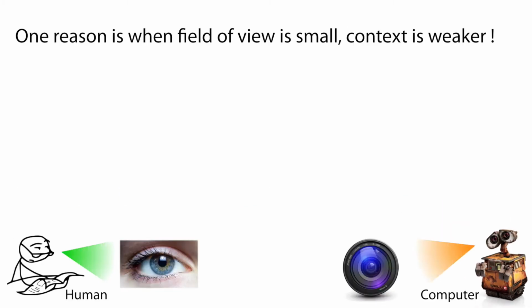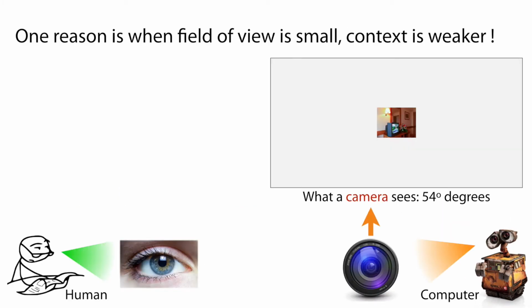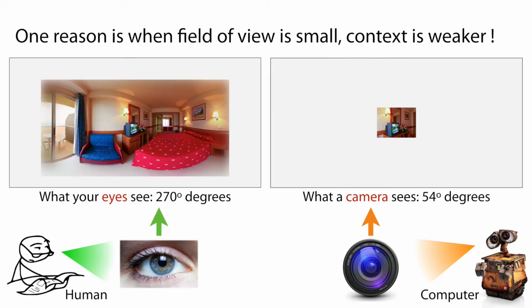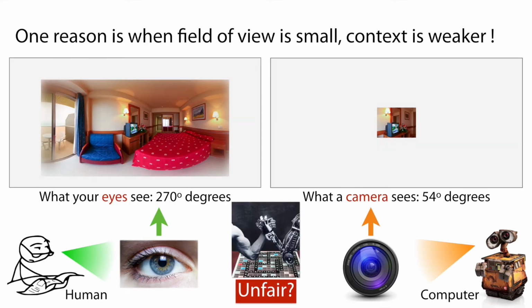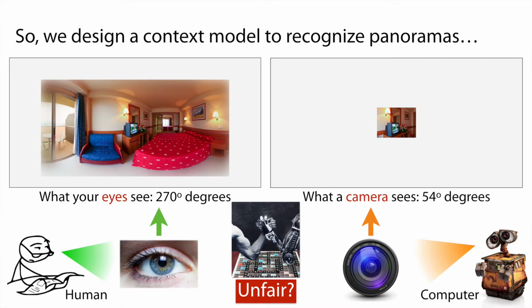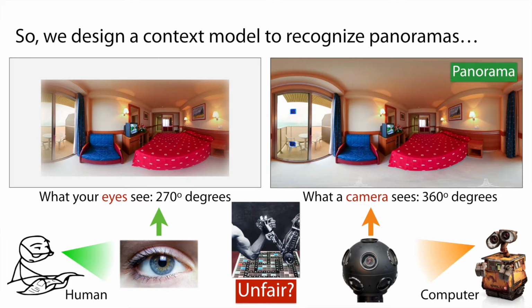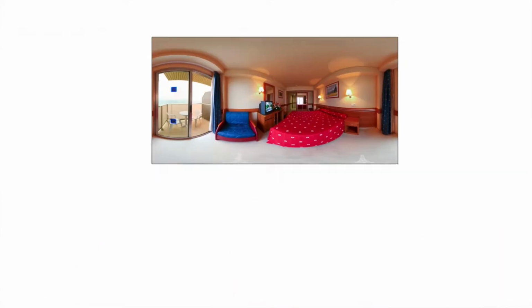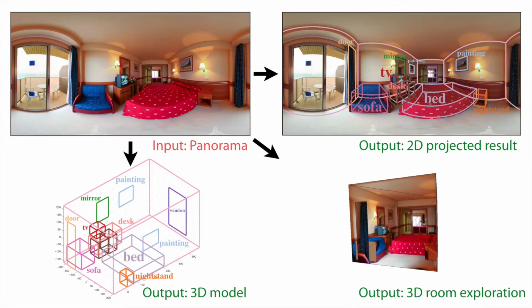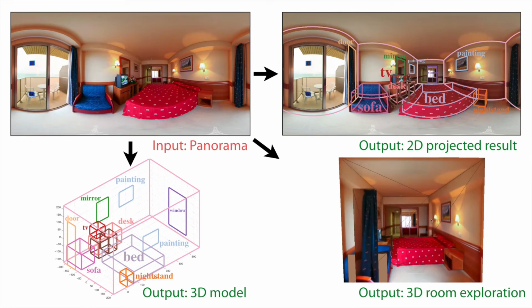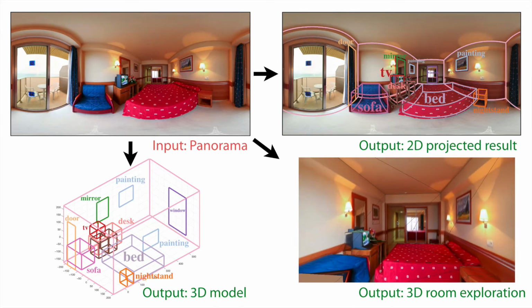One of the main reasons is that when the field of view is small, context is weak, because only a small number of objects are visible and there is little interaction amongst objects. We propose PanoContext, a whole room context model to recognize objects in a panoramic image. Our model takes a single panorama as input and outputs a 3D scene in which the room layout and all the objects are recognized as 3D boxes.